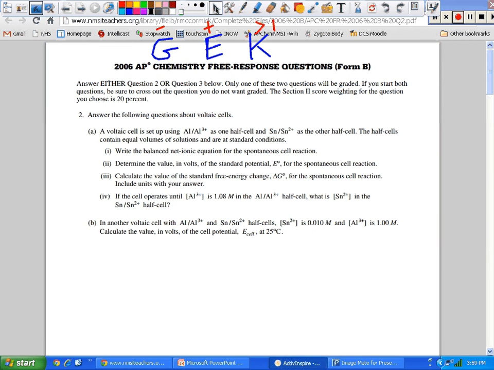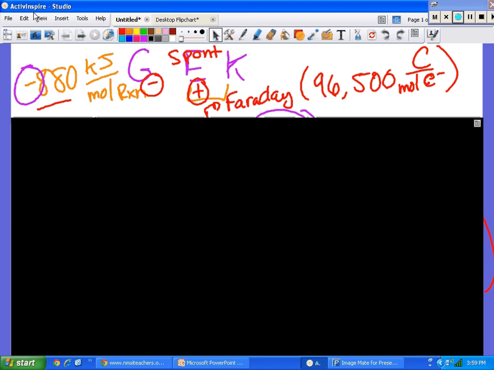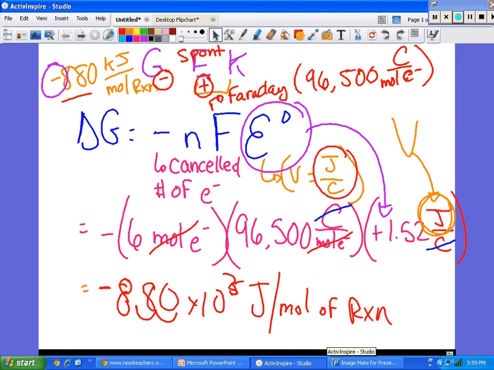So far, you would have earned a point for the 6 moles of electrons. Here, let me just show you this. You would have earned a point for this right here. That's 1 point. And then this with the correct unit would have been the second point.